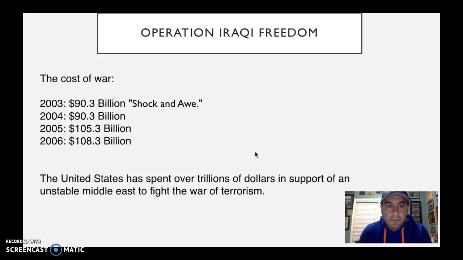The cost of war, as you can see, we spent millions and billions and billions and trillions of dollars in an unstable Middle East to fight the war on terrorism. Throughout the presentation, you have seen the war's cost on human life and with money, along with the worksheets and the handouts that I give you on the articles.